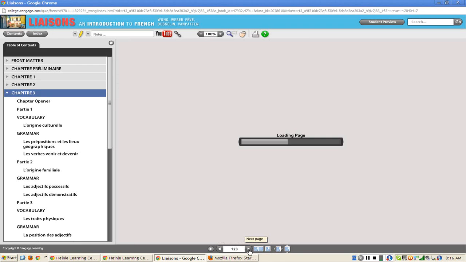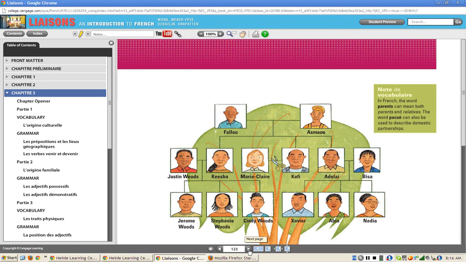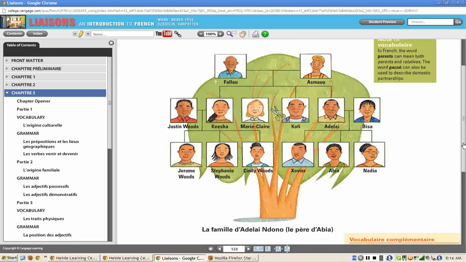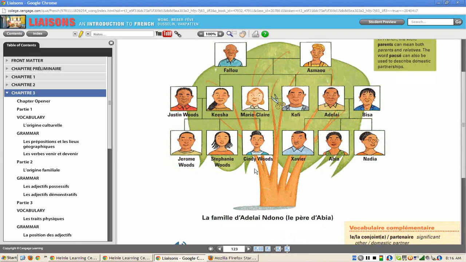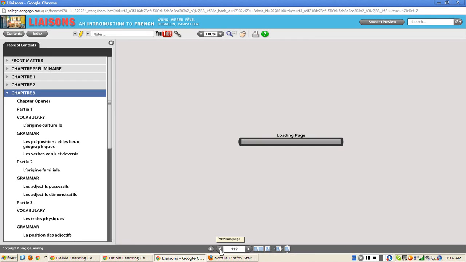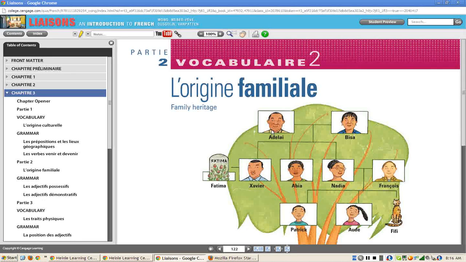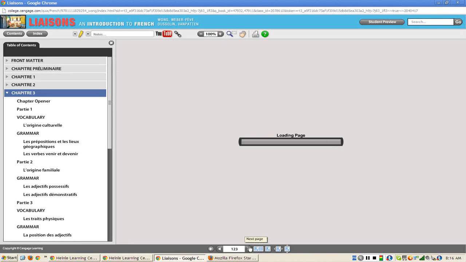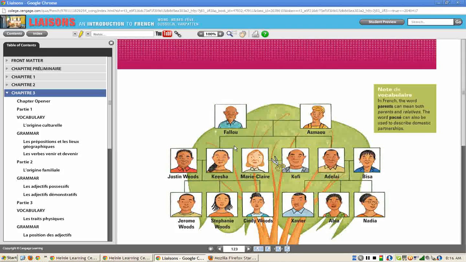If we go on in the book, we arrive at the parents, in this sense, parents as relatives of Adelaide. Voilà, le père d'Abia. Donc, to go back, voilà Adelaide, n'est-ce pas? Adelaide et Bissas, voilà leur famille. Et donc maintenant, voilà la famille de Adelaide. Adelaide, voilà, et Bissas sont là, avec Xavier, Abia et Nadia.